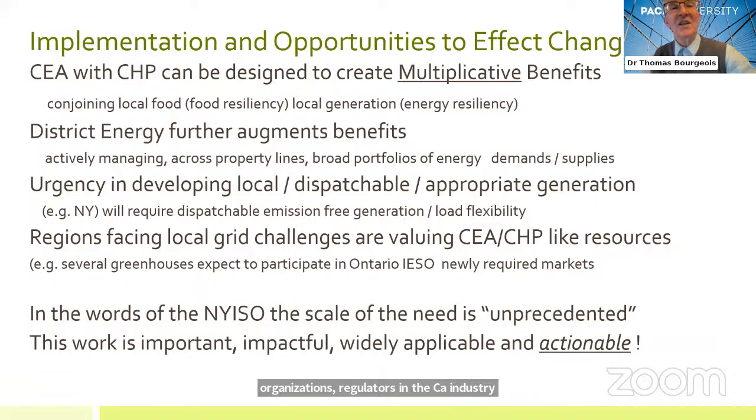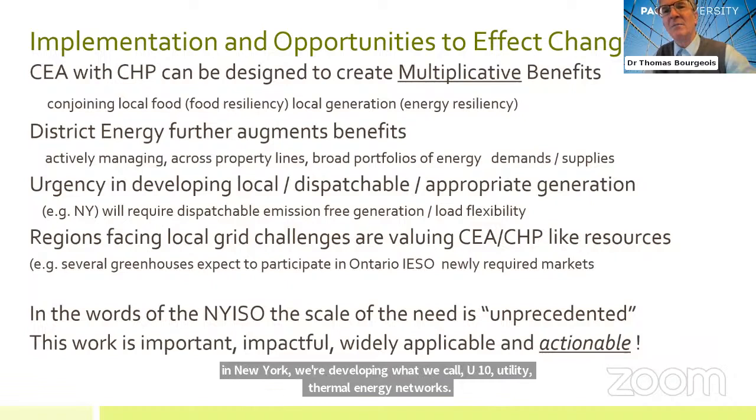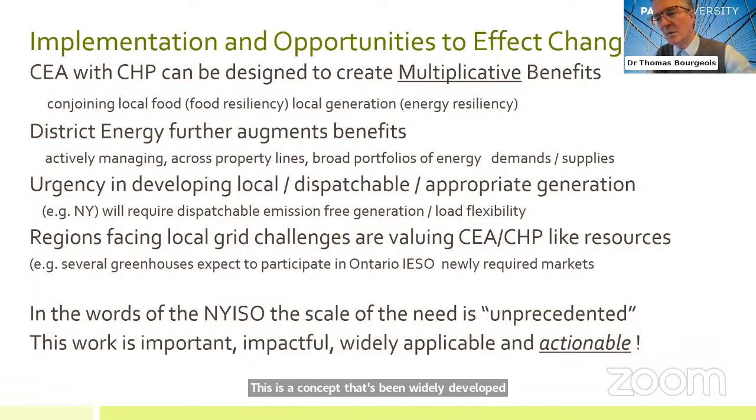There's an urgency to develop local dispatchable and appropriate generation. We see this as a great opportunity to extend the district energy concept, actively managing across property lines, different kinds of energy and energy resources. Here in New York, we're developing what we call UTENs, Utility Thermal Energy Networks. This is a concept that's been widely developed in parts of Europe.